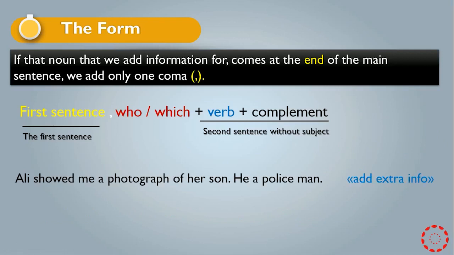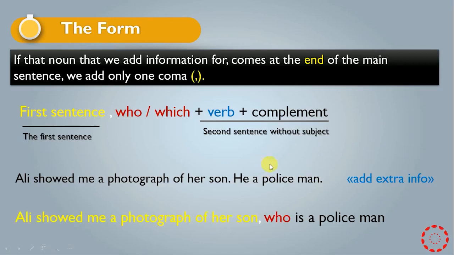Another example: Ali showed me a photograph of her son. He is a policeman. So it says add extra information. So it became like that. We will rewrite the first sentence: Ali showed me a photograph of her son, comma, who is a policeman. We just remove "he" because we said second sentence without the subject. So we will remove "he" here and it became "who is a policeman."